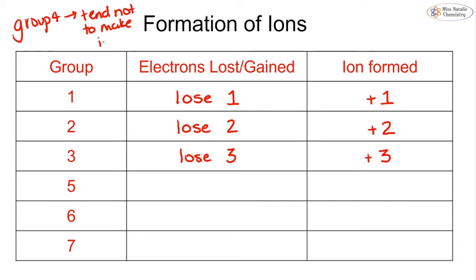So they tend not to make ions. So we kind of skip over group 4 and then we go to group 5. Now once we get to group 5, these are our non-metals. So groups 1, 2 and 3 are our metals, whereas 5, 6 and 7 are our non-metals. And our non-metals are going to gain.